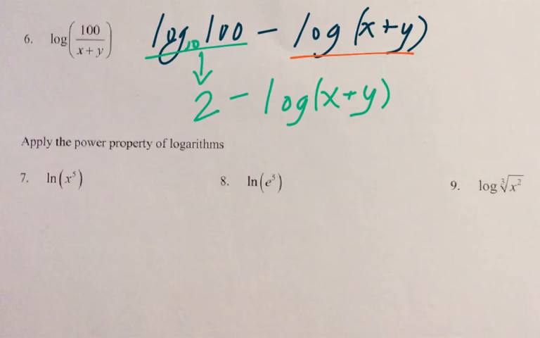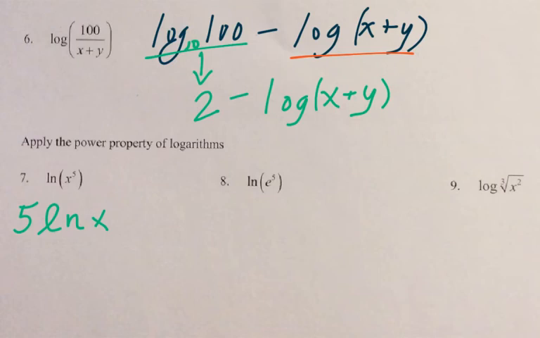Okay. So the last ones we're going to do here is going to be applying the power property of logarithms. That's using the natural logs in the first two. So natural log of x to the 5th, that just kicks that exponent to the front. So we get 5 natural log of x.